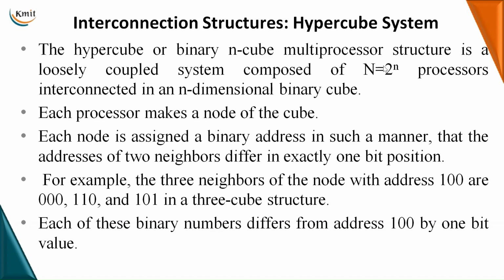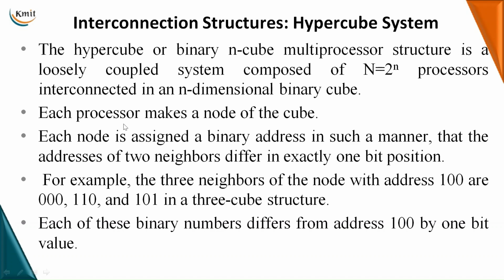So here, 2 to the power of n means that if you take the value of n as 1, 2 to the power of 1 means there are two processors connected in the system, and each processor acts as a node of the cube. Similarly, if n is 2, 2 to the power of 2, you have 4 nodes or 4 processors connected in the cube structure. And if n is 3, you have 2 to the power of 3, 8 processors or 8 nodes connected by means of a binary cube.